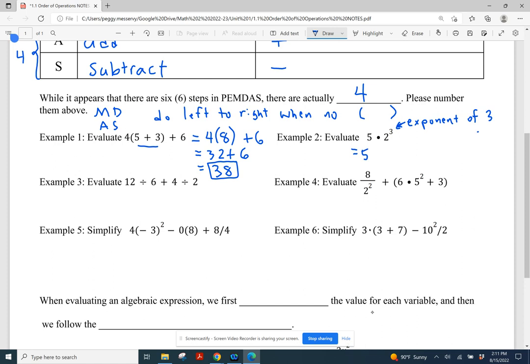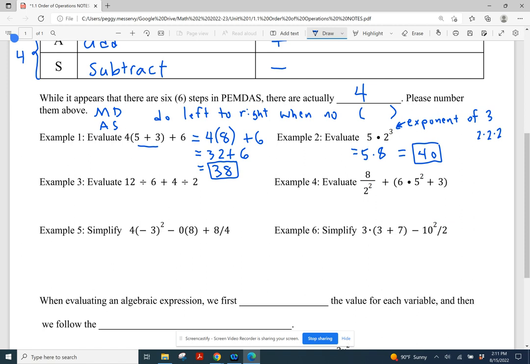And what is 2 to the 3rd power? It's 2 times 2 times 2. 2 times 2 is 4, times another 2 is 8. So we have 5 times 8. And that is going to give us an answer of 40.